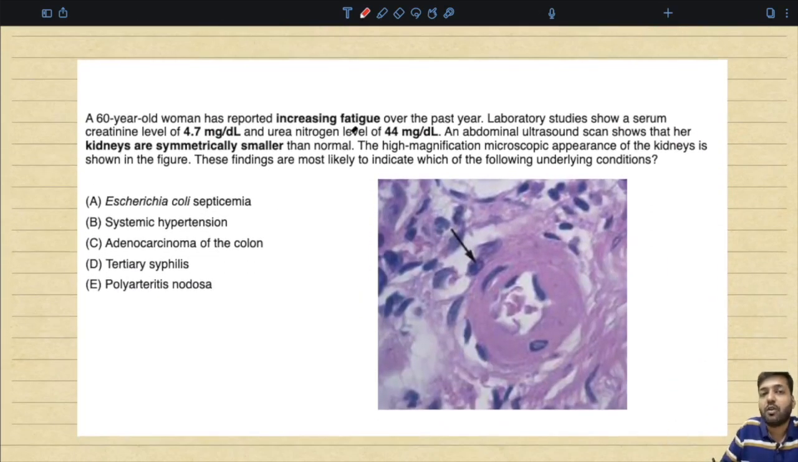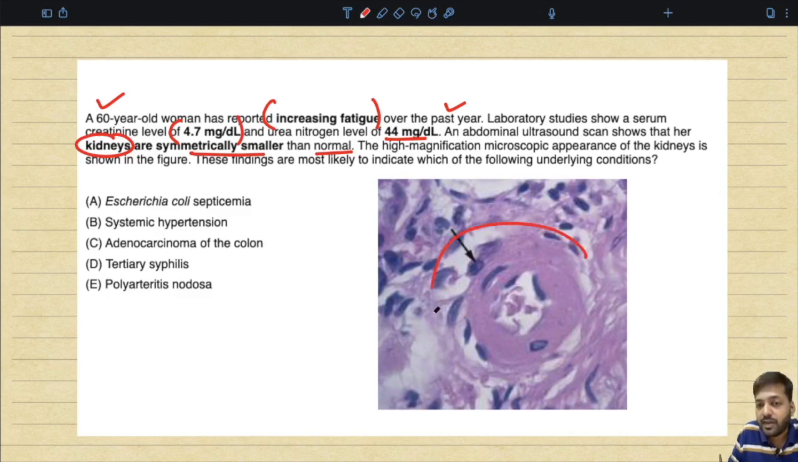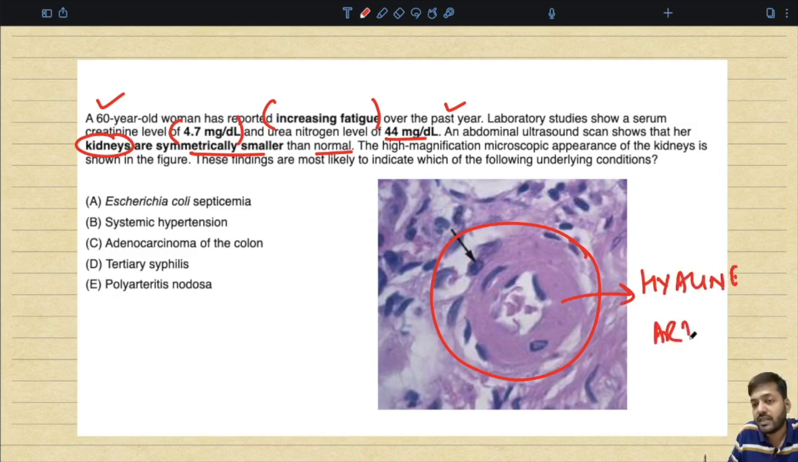So let us look at this particular MCQ. A 60-year-old woman has reported increasing fatigue over the past year. Laboratory studies show a serum creatinine level of 4.7 mg per deciliter and urea nitrogen level of 44 mg per deciliter. An abdominal ultrasound scan shows that her kidneys are symmetrically smaller than normal. The high magnification microscopic appearance of the kidney is shown in the figure. So as you can appreciate over here, what is it? It is classically a case of hyaline arteriosclerosis.